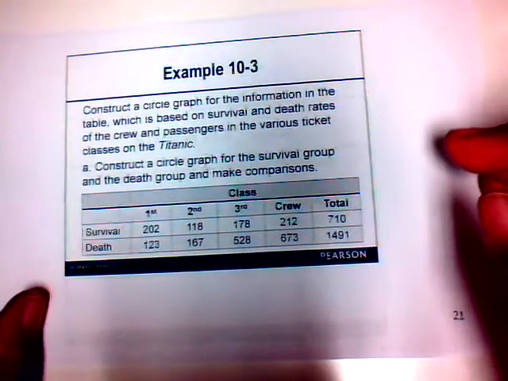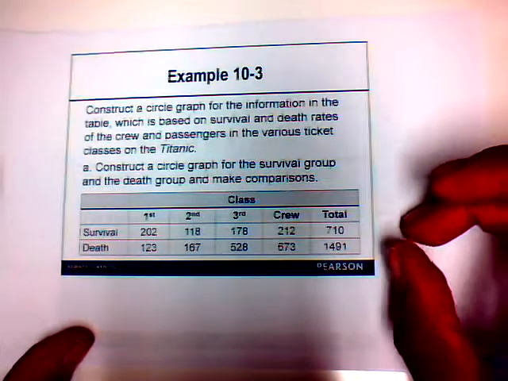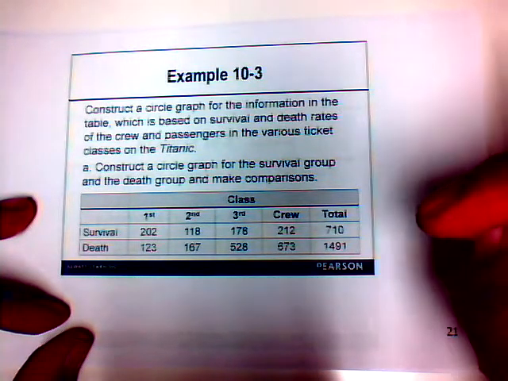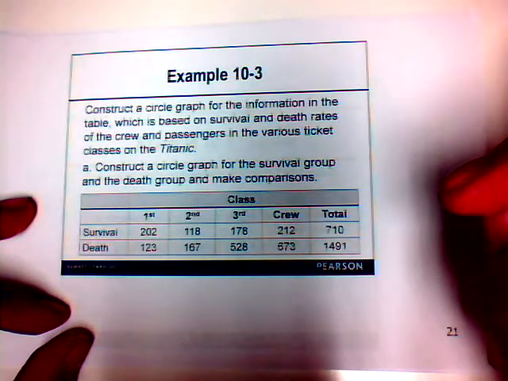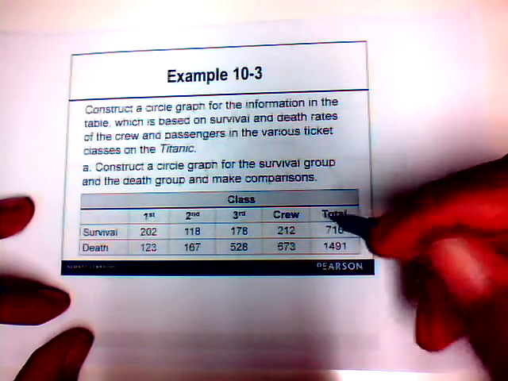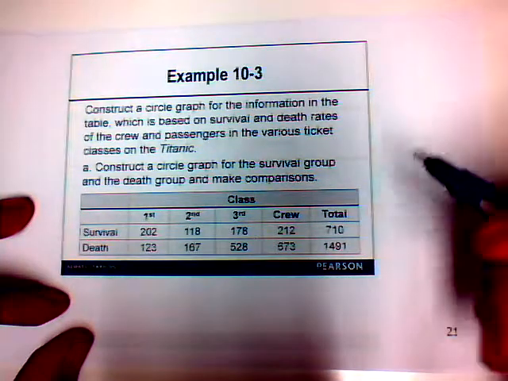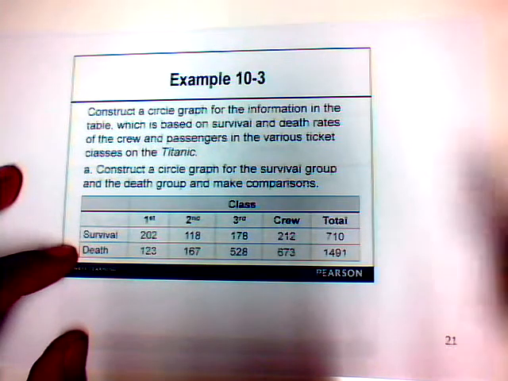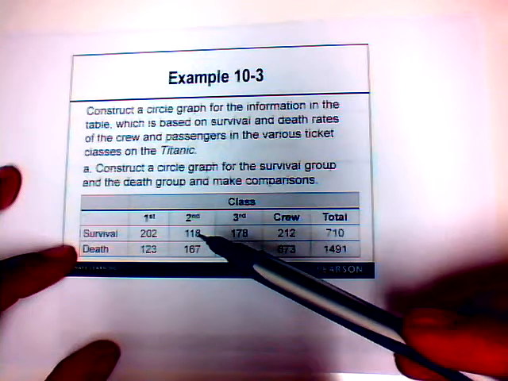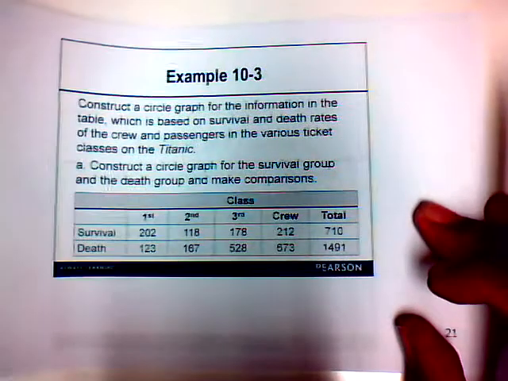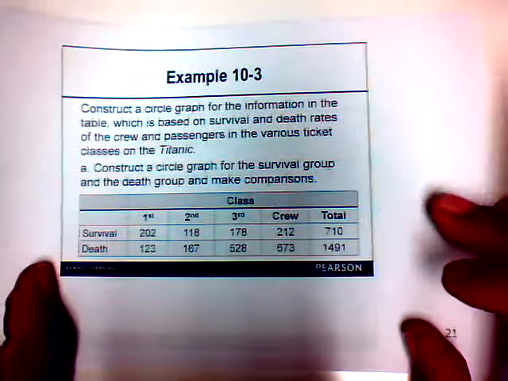Like in this case here, if we want to construct a circle graph for the information in the table, which is based on survival and death rates of the crew and passengers in the various ticket classes on the Titanic. You want to construct a circle graph for the survival group and the death group to make comparisons. So this is what the table looks like for the number in the class that survived and the number in the class that died on the Titanic.